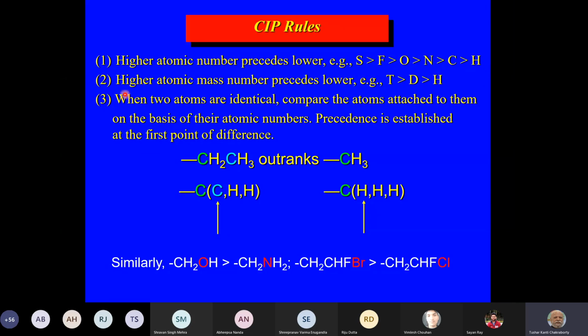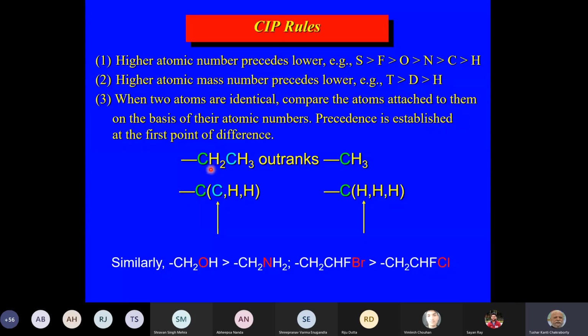carbon and hydrogen. Similarly, if you have the atomic mass number, like isotopes, tritium and then deuterium and then hydrogen, this one, tritium, will get the priority. Then when two atoms are identical, you can see what the atoms attached to them are, right?